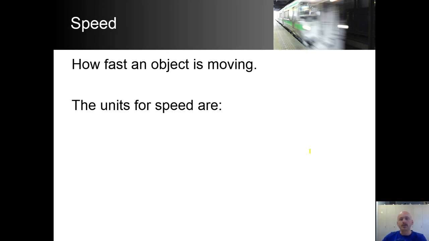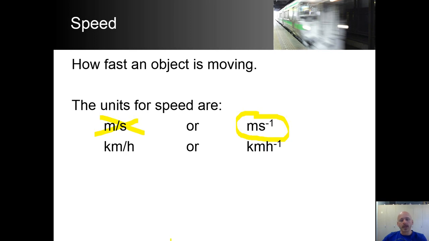The units for speed are meters per second. You can write that as m/s or ms-1. I recommend ms-1, because that's what your exam markers will be looking for. They do not want to see ms or m/s. Another unit for speed is kilometers per hour, which can be written as km/h or kmh-1. Again, that is what you want to use. You don't want to use km/h.